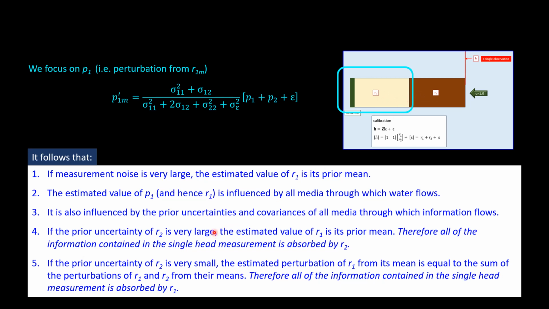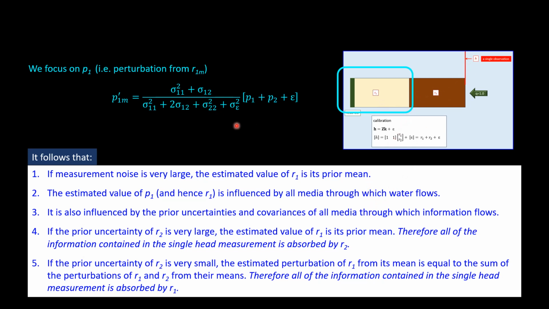Point number 3. The estimated value of P1, and hence R1, and hence prediction number 1, is also influenced by the prior uncertainties and covariances of all the media through which information flows. Point number 4. If the prior uncertainty of R2 is large, this term, the estimated value of R1 is its prior mean. Therefore, all of the information contained in the single head measurement is absorbed by R2.